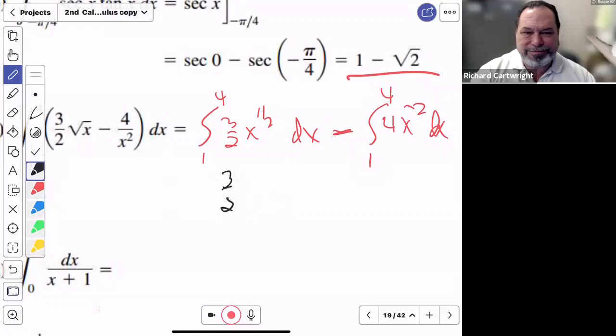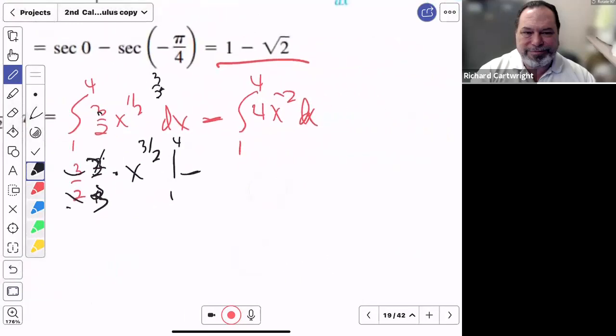That becomes 3/2 times the 3/2 that is already there, x to the 3/2 power. And wait, no, I'm sorry. It's not a 3/2 times it. It's divided by the 3/2, which makes it a 2/3, doesn't it? 3/2 times the 2/3, because when you take 3/2 and you divide by it, you're really multiplying by the reciprocal. So this goes away, minus, oh, now it's from 1 to 4, minus, this becomes 4x to the negative 1 divided by negative 1.